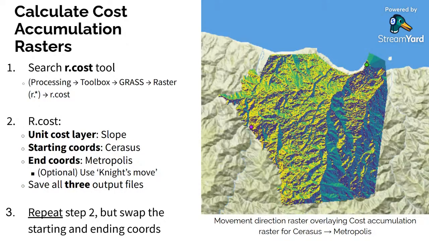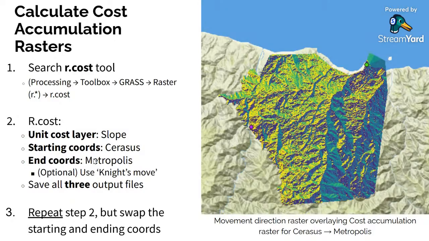So this calculates in the directions of what you're doing. And then you're going to repeat this exact same process, but swap your starting coordinates and ending coordinates. So that creates what is called a back direction raster. So again, you are going to do the same process, but you will swap your starting coordinates. You'll make those Metropolis, and you'll make your ending coordinates Carassus. And what that does is it just accounts for all of the different directions.